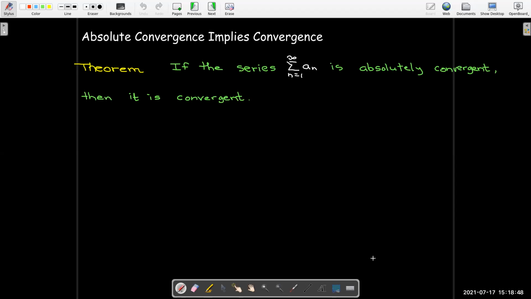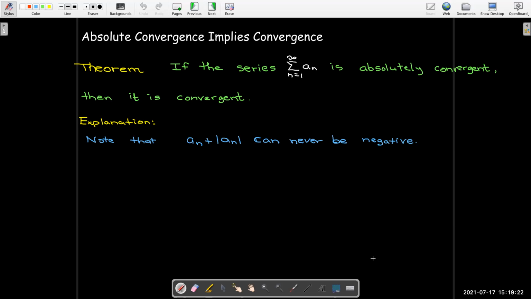And the answer is yes. And that should kind of make sense to us, that if the terms are getting small very fast, it really shouldn't matter in terms of the partial sums. If some of the partial sums are not monotonic, that shouldn't impact it. And so if a series is absolutely convergent, then it's convergent. And let's see if we can come up with an explanation why that should be true.